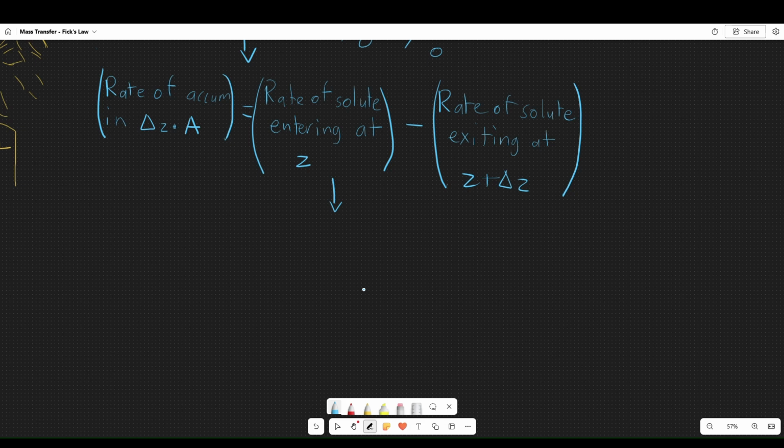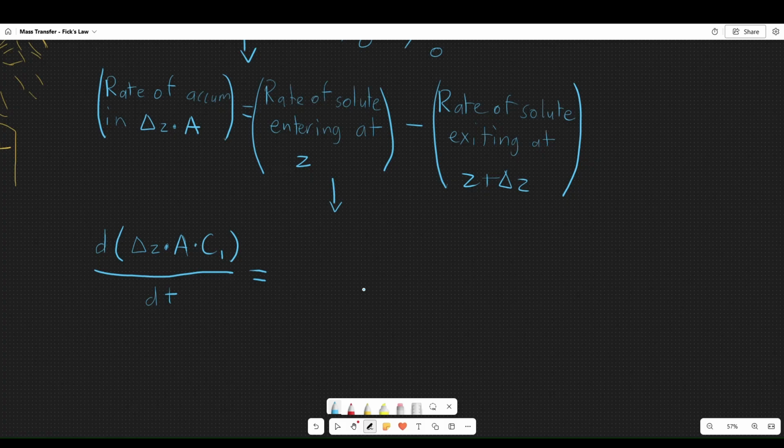How do I put that in math? Well, how do I get the mass? If we look at the units, we have delta Z times A, which gives us volume. And how do we get mass from a concentration and a volume? We multiply the two, because concentration is essentially mass per volume. And so this is delta Z times A times dC1, the concentration of species 1, divided by dt. This is how mass is changing over time.